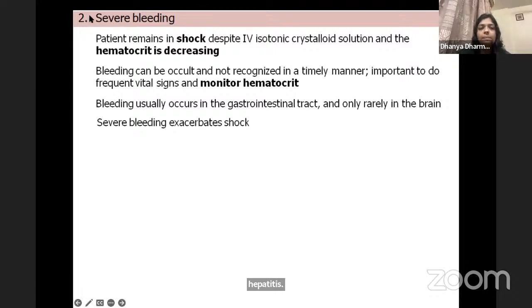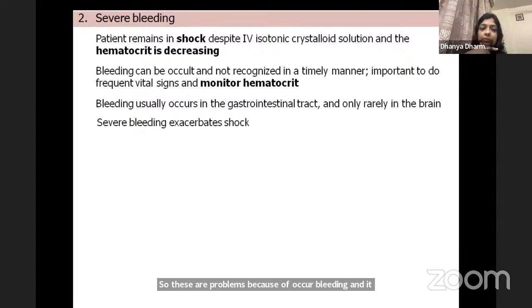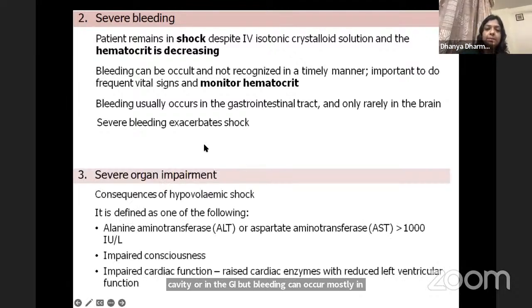Then coming to severe bleeding, the patient remains in shock despite IV crystalloid and hematocrit is decreasing. So these are problems because of occult bleeding, and it is important therefore to frequently monitor the vital signs as well as the hematocrit. Generally, bleeding occurs in the GI tract and rarely in the brain. We talked about plasma leakage that occurs mostly in the pleural cavity or in the GI, but bleeding can occur mostly in the GI or rarely in the brain. Now, severe bleeding exacerbates shock.